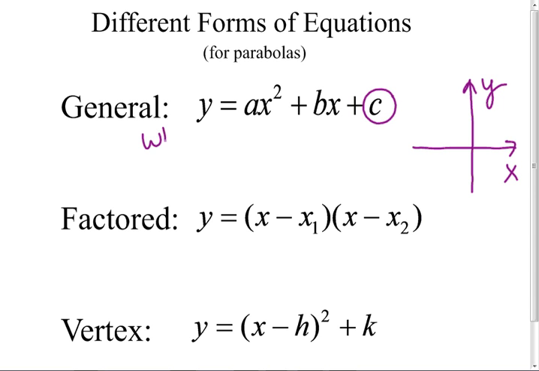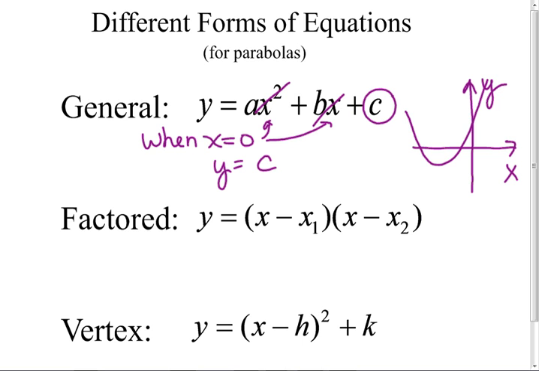When x is 0, what happens to this, Chris? When x is 0, what's y equal to? Okay, guys, I need the chit-chatting to stop. What's y equal to? Max? If x is 0, this is 0, that's 0, what's y equal to? C. Okay, so your parabola is going to intersect the y-axis, and it's intersecting right there. That's the C value. So what you get out of the general form is the y-intercept, quickly and easily.